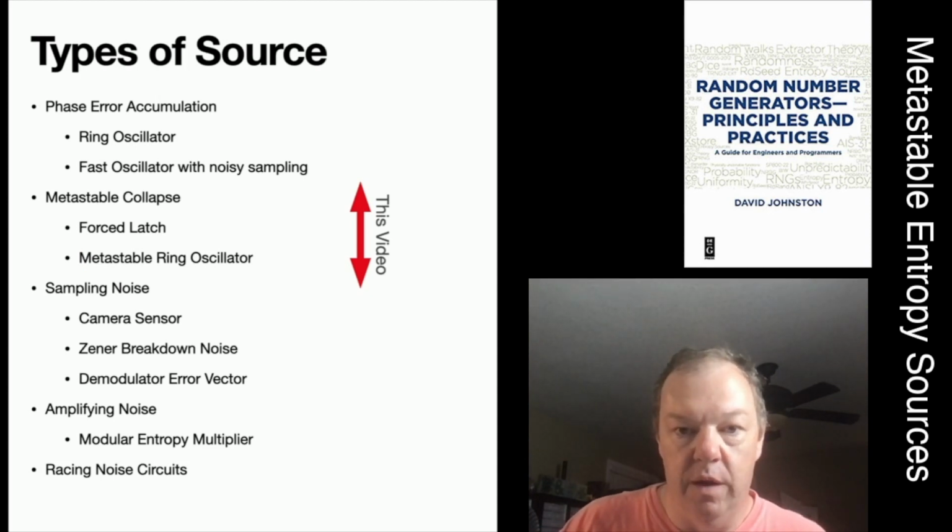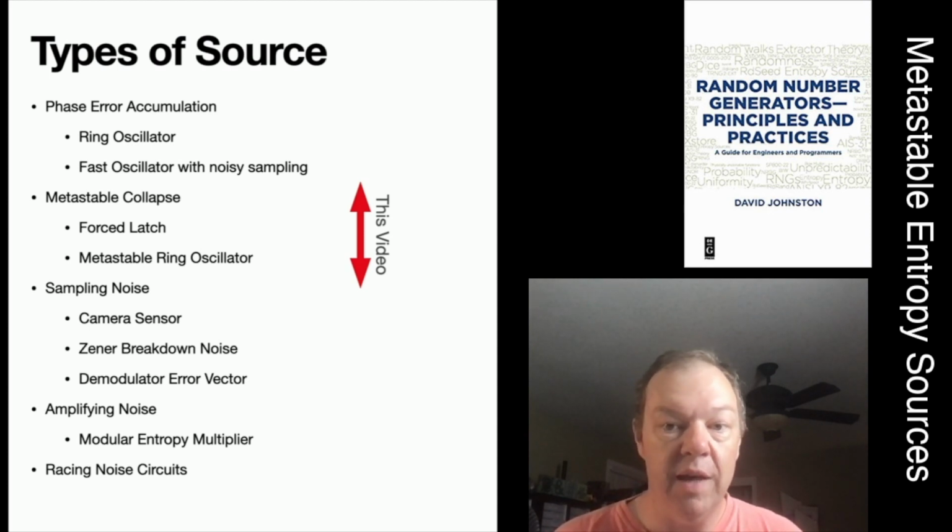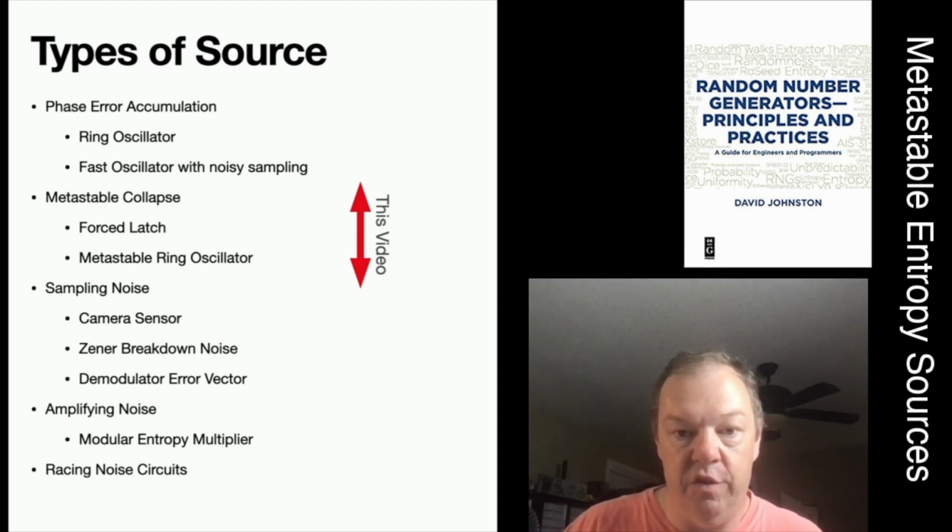So in this talk, we're going to look at 2 metastable sources. One is the forced latch, and one is a metastable ring oscillator. And actually 2 types of metastable ring oscillator we're going to look at. They're quite similar, but a bit different. Then after this talk, there'll be 3 more kinds of entropy sources we'll look at. And that pretty much covers all of them in general. Right? If you look at any entropy source, they fall into one of these categories, usually.